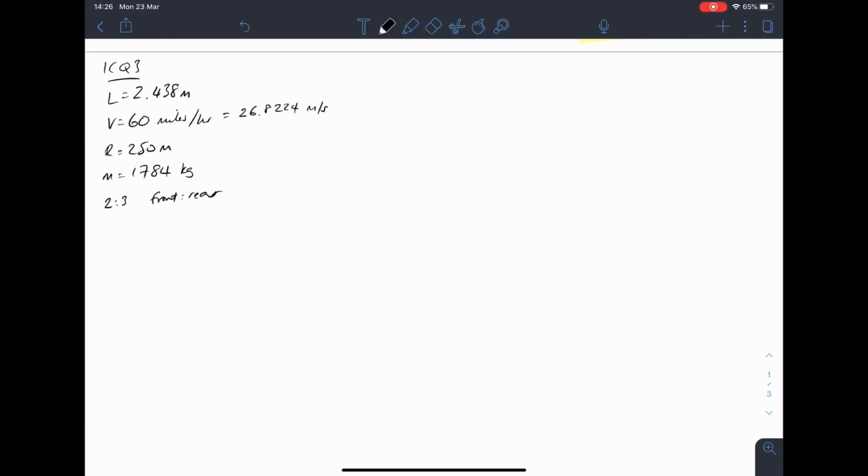The tyre characteristics are the same as before, and the questions are largely the same with the exception of F, which says find the critical speed. So let's work out A. We want to find the slip angles. Okay, so we've got the equations for alpha F and alpha R that we had previously.